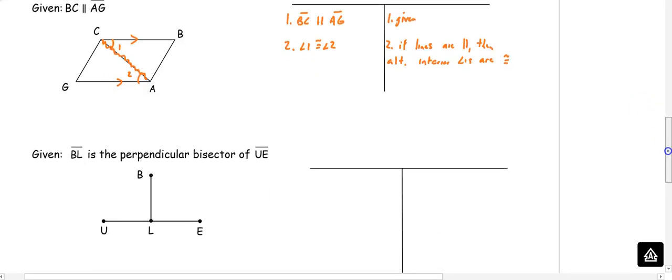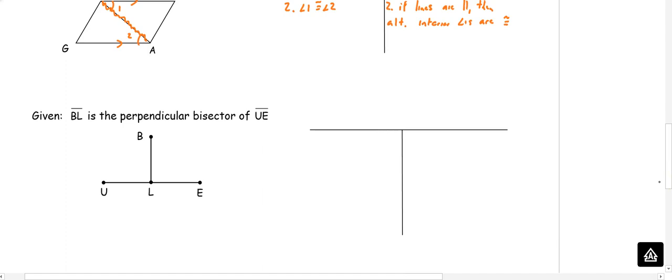Our last one, BL, is the perpendicular bisector of UE. So we're going to start by saying our given statement. So we say BL is perpendicular bisector of UE. Remember, we always start with a given statement.